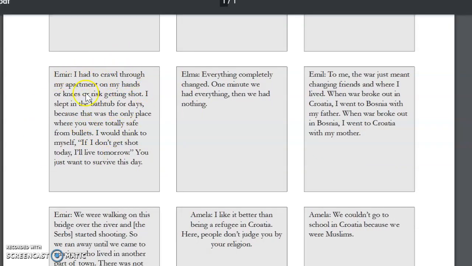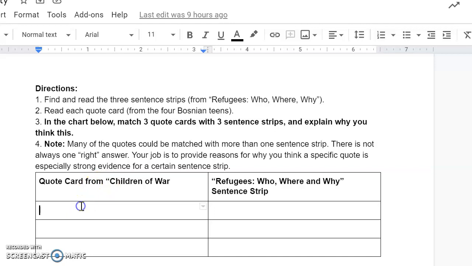It says, "I had to crawl through my apartment on my hands and knees or risk getting shot. I slept in the bathtub for days because that was the only place where you were totally safe from bullets. I would think to myself, if I don't get shot today, I'll live tomorrow. You just want to survive this day." So obviously, Amir is afraid. The whole reason Amir left is that he and his family were scared. So you would take that quote and put it in this section. You're just matching them up.